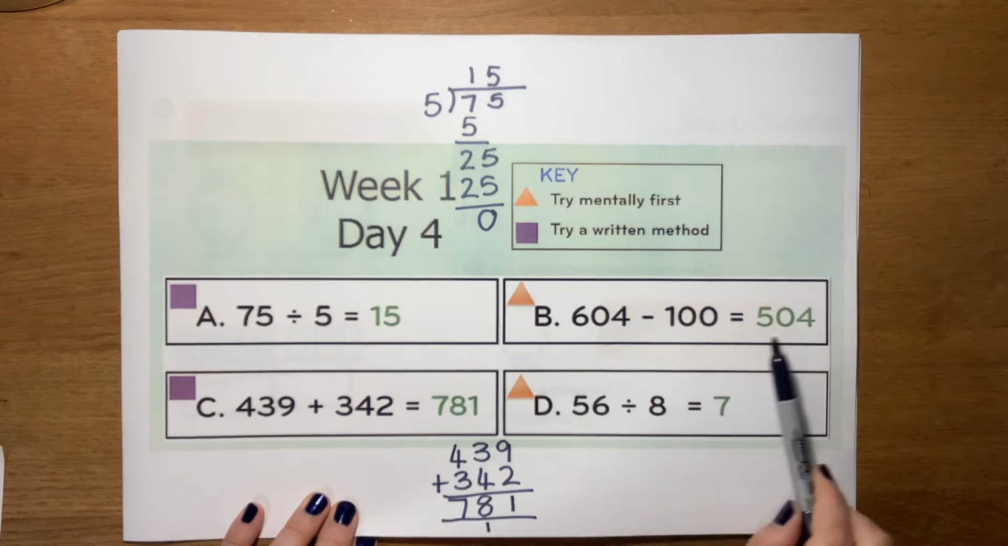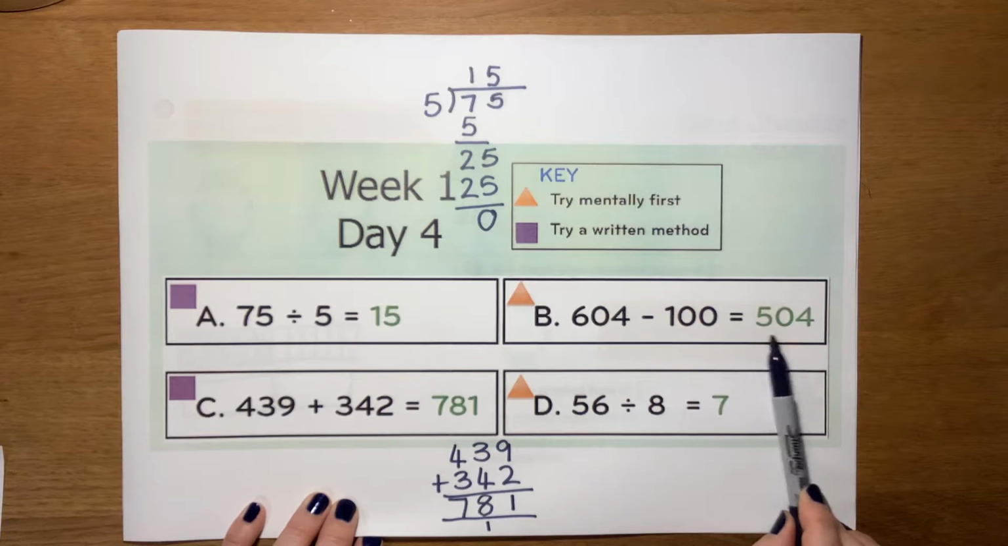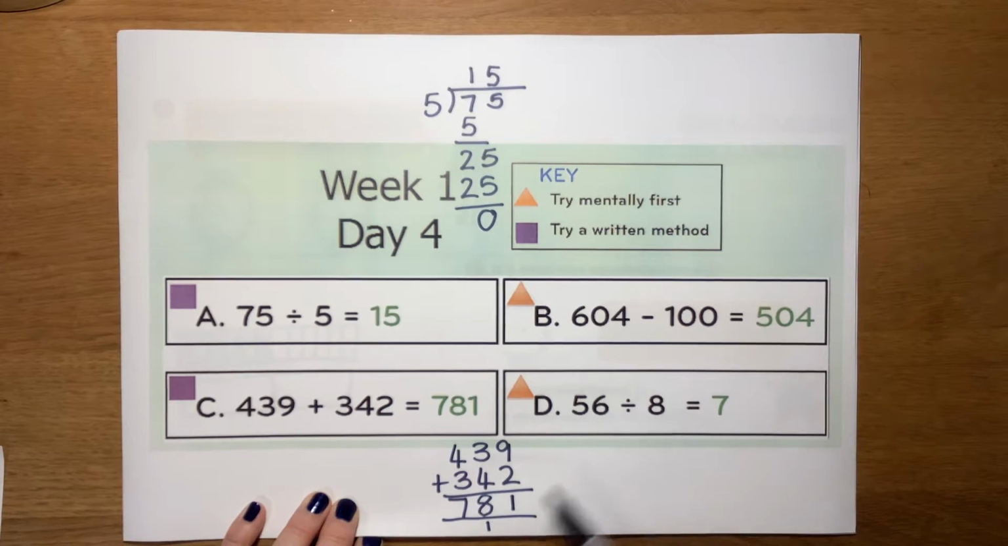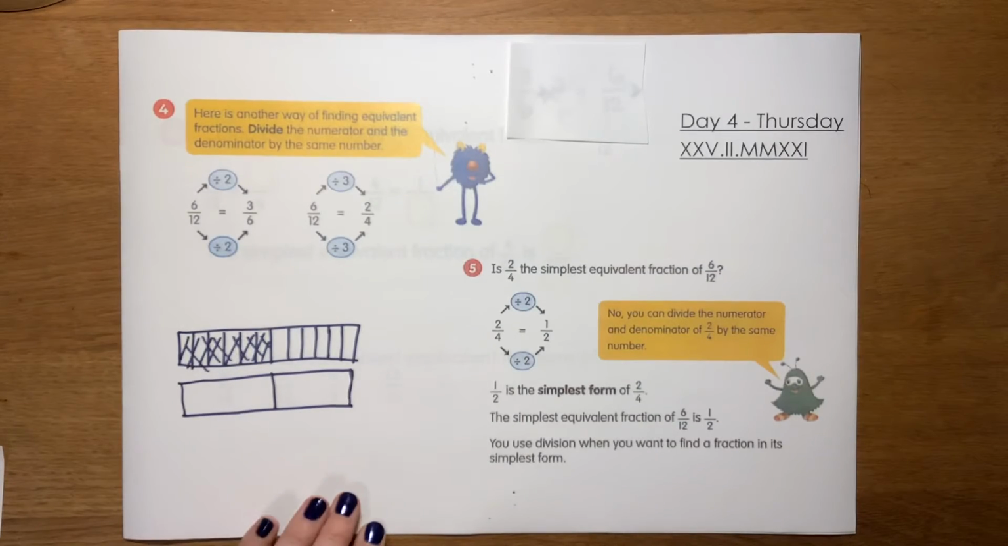And then these two, hopefully you were able to work them out mentally. 604 take away 100 is 504. 56 divided by 8 is 7. So on to today's maths.